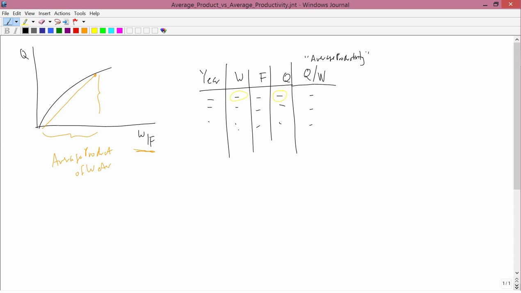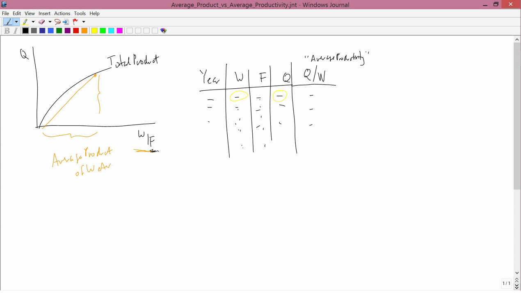What I want to emphasize is that average productivity is completely unrelated to average product. The reason is that the average product comes from the total product curve, and the total product curve is drawn holding all inputs except for one fixed. In this example, fertilizer was the fixed input. In a table of the sort that I've drawn on the right, nothing is being held fixed. Water is changing from year to year, fertilizer is changing from year to year, and so the right-hand column, the average productivity column, is Q divided by W without holding fertilizer fixed. Fertilizer is changing in arbitrary ways.